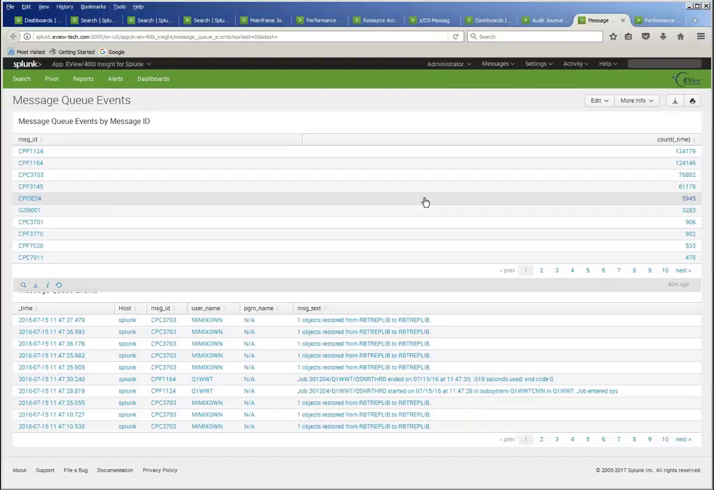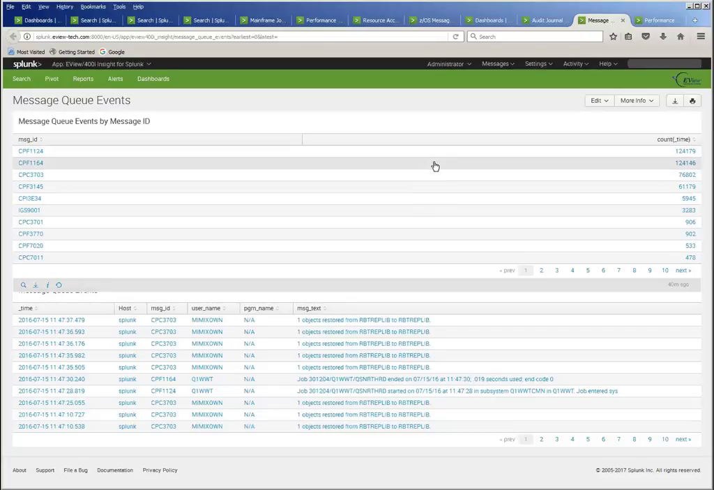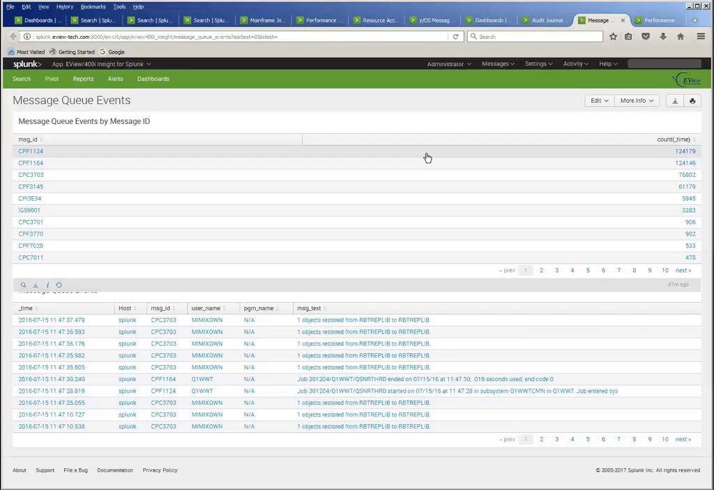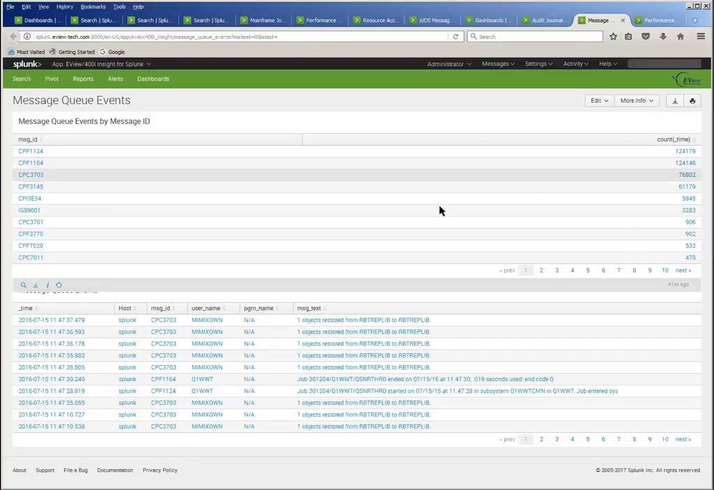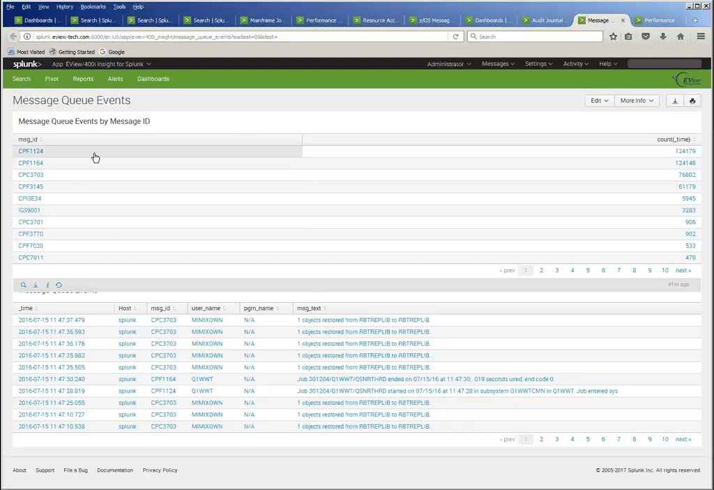So here we have a particular dashboard where we're looking at different messages over a period of time. And what we've done in this particular panel is create a view of all the different message IDs and which ones occurred most frequently. When we look at this, we can see, for example, that these top two messages are generated whenever a job starts and a job ends.